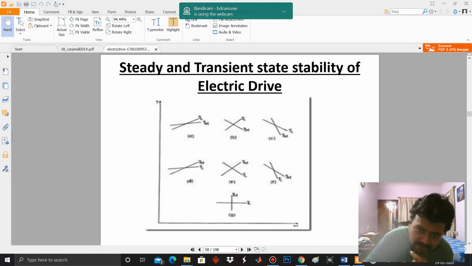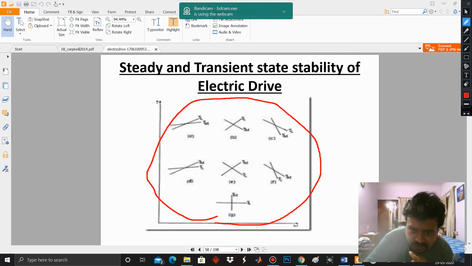So these are the different load torque, motor torque profiles. So this is left as an assignment to you, where you will analyze the stability of the motor load system for this type of profile.